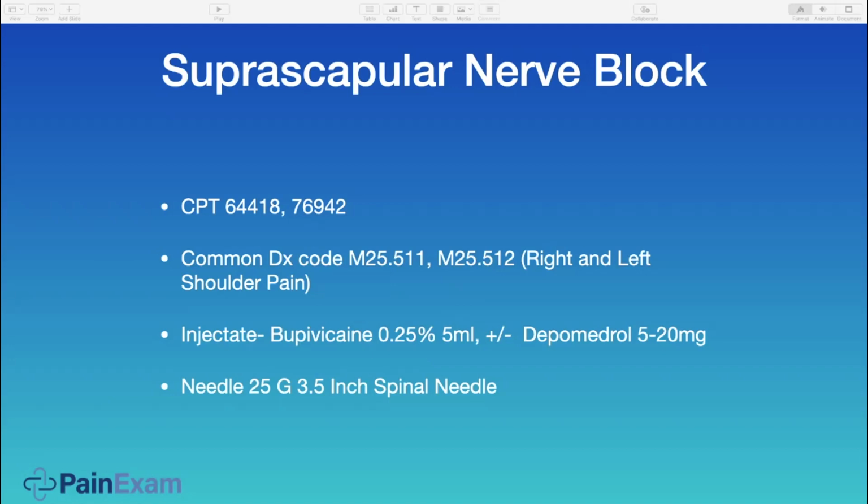But I've done RFA of the shoulder. I'm still working on my technique. I haven't had the best results yet, but I think it's been a long time since I've done it. It was probably over a year ago. The last time I did it, it didn't really work too well.